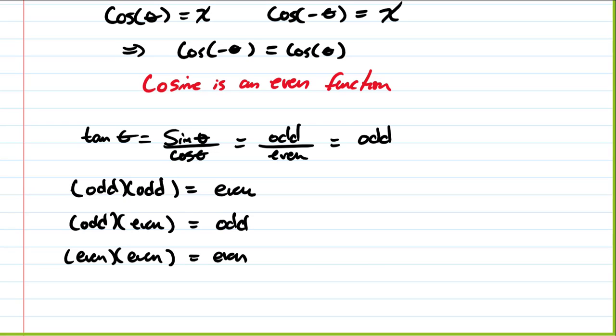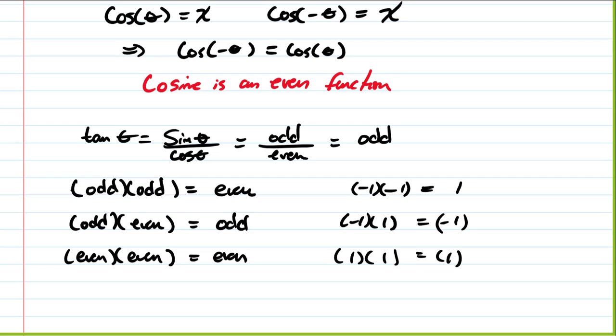So this may or may not help you remember it. Odds behave like -1, and evens behave like +1. So if you have a -1 times a -1, it equals a +1. A -1 times a +1 equals a -1, and a 1 times a 1 gives you a 1. So if you think of it that way, it will help you remember the patterns, whether you are multiplying or dividing. So two negatives make a positive, so the product or quotient of two odd functions is even.